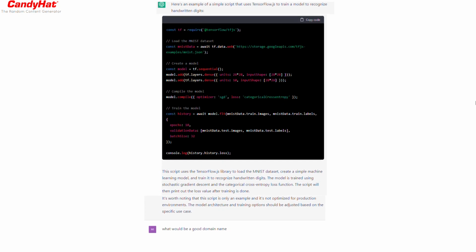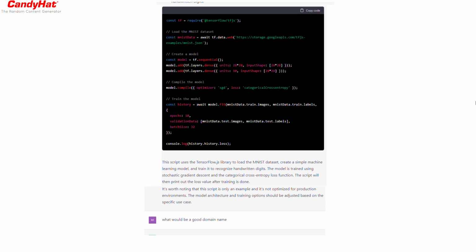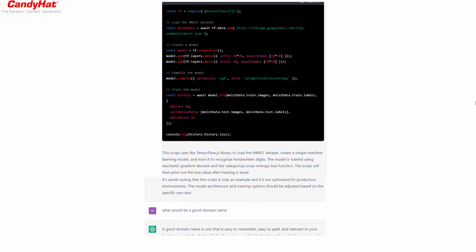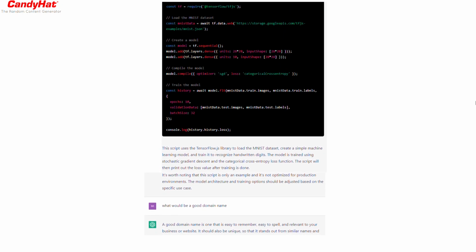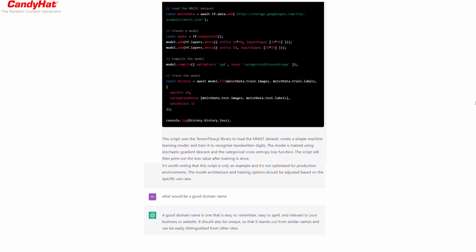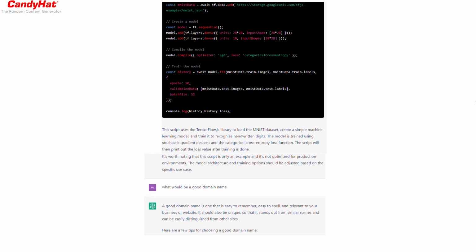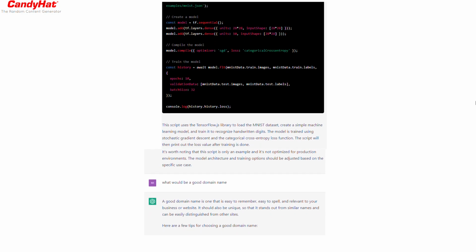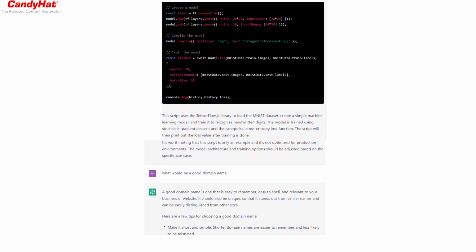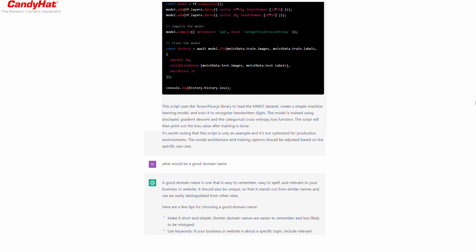the model. const history = await model.fit(mnistData.train.images, mnistData.train.labels, {epochs: 10, validationData: [mnistData.test.images, mnistData.test.labels], batchSize: 32}); console.log(history.history.loss). This script uses the TensorFlow.js library to load the MNIST dataset, create a simple machine learning model, and train it to recognize handwritten digits.